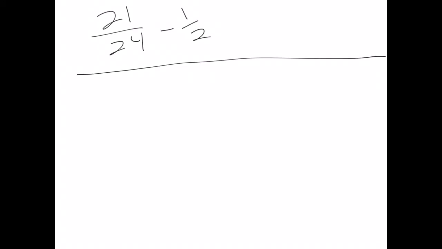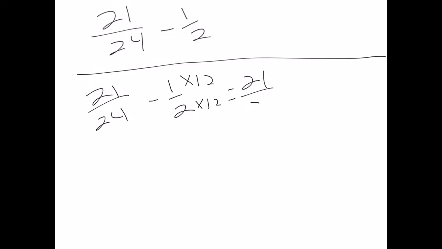To do this, you'd have 21 over 24 minus 1/2. You need to find the least common denominator, and it's 24, so you'd multiply this times 12 and multiply that times 12. So that equals 21 over 24 minus 12 over 24.